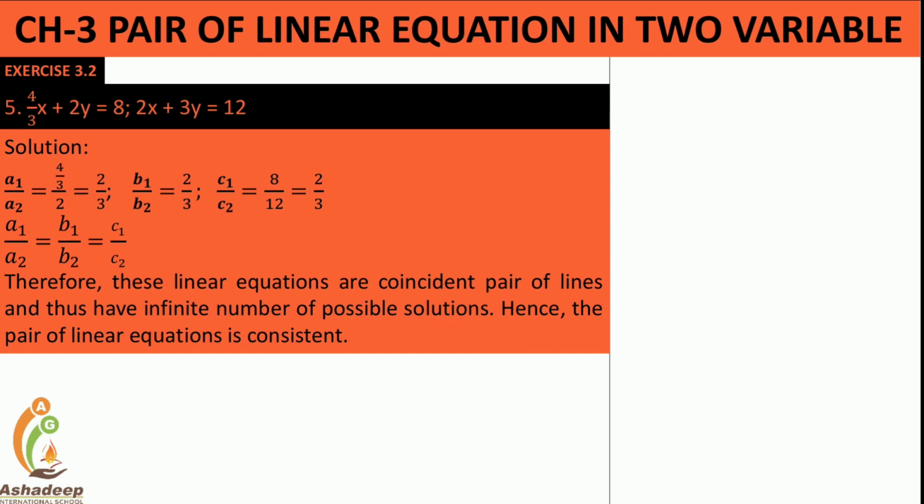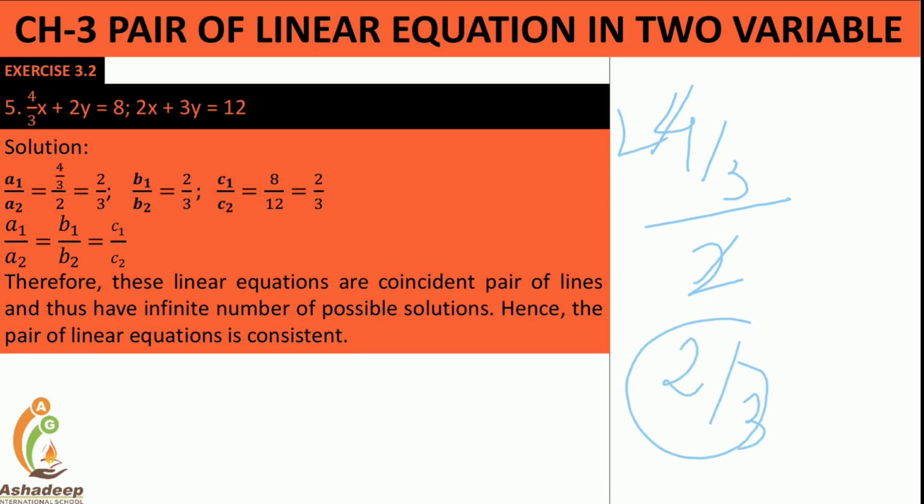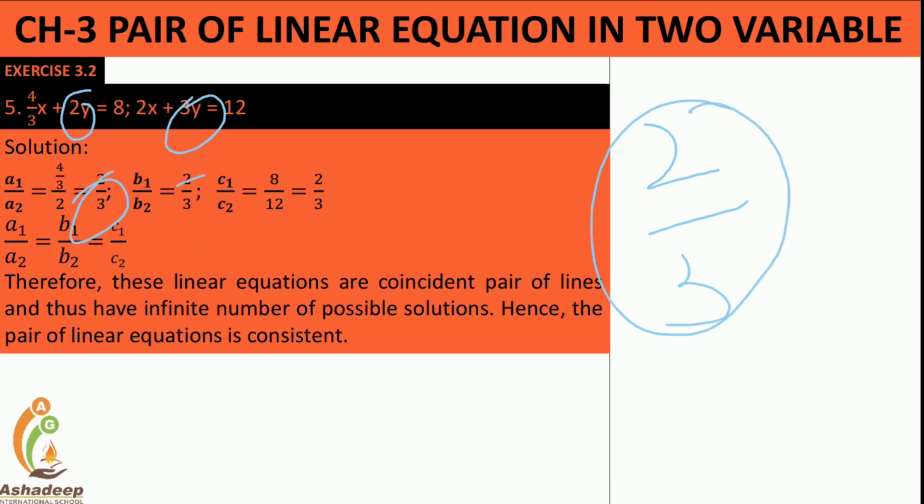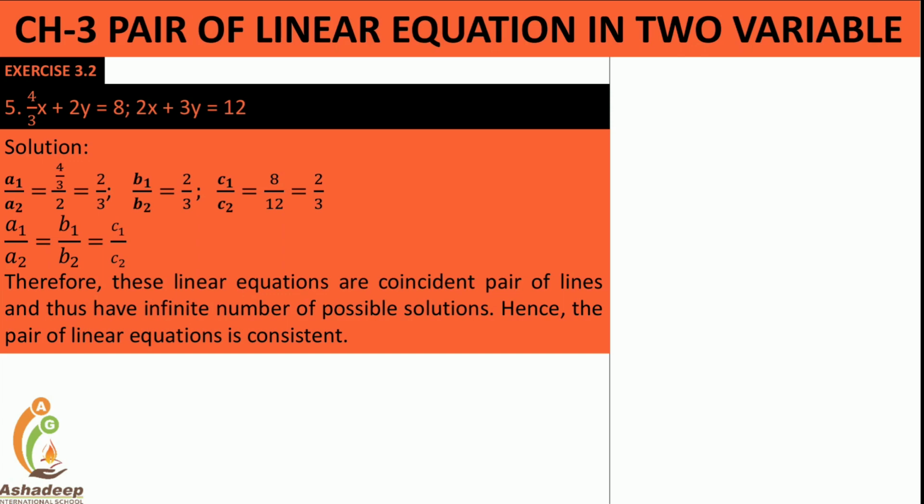Question number 5. In the same manner, a1 upon a2, so 4 upon 3 divided by 2. So 2 and 2 cut. So what is the answer? Nothing but 2 by 3, right? Now let's move ahead. What is b1? 2. What is b2? 3. So the answer is what? 2 by 3. Here 2 by 3, here also 2 by 3. Now what is c1? Minus 8. What is c2? Minus 12. Why minus? Because it goes to the other side of the equals sign. So plus becomes minus and minus becomes plus.